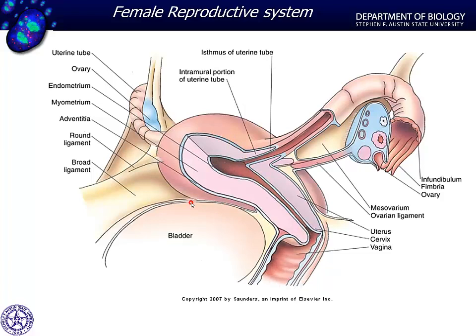We can see its location relative to the bladder in the pelvic portion of the body, and we'll also mention some of the ligaments, the round ligament and the broad ligaments, and how those sometimes impact comfort during pregnancy.